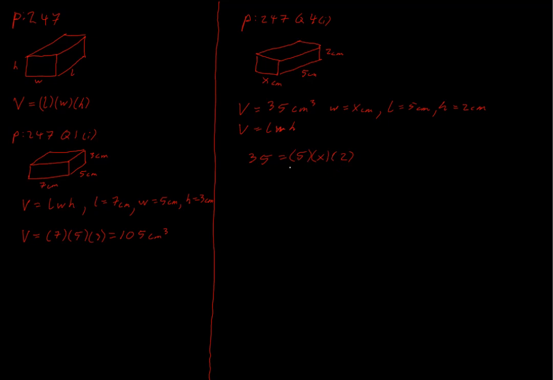So I can multiply 5 by 2 here, and I get 35 is equal to 10x. x is what I'm looking for, so I want to get x by itself. So I divide both sides by 10. And I get 3.5 is equal to x. And I go back to my picture and see I had centimeters for my length, so x is the width of my box, and it's in centimeters. And that's what we need to be able to do for now.